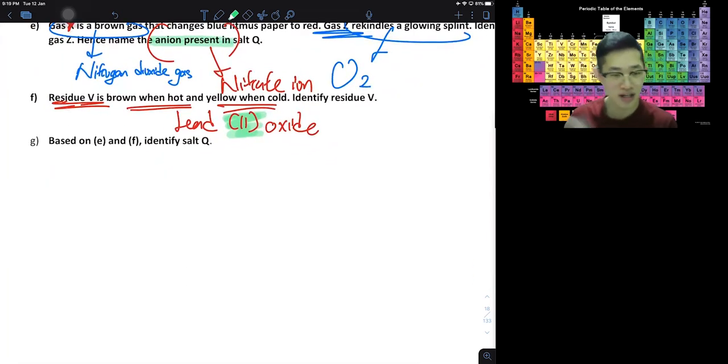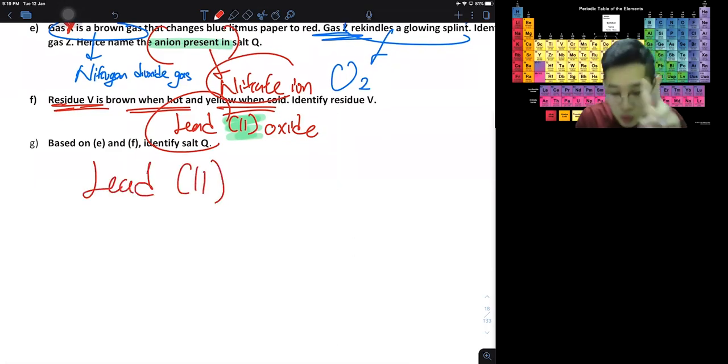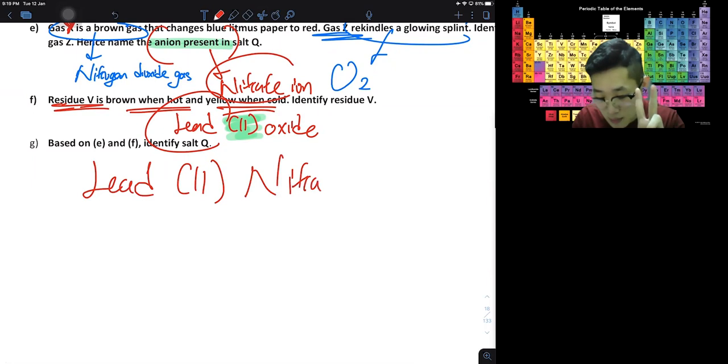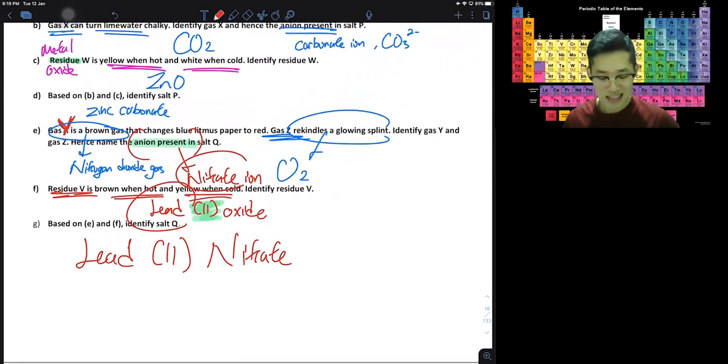Identify residue V, okay, done. Based on E and F, identify the salt Q. Got lead, got nitrate, of course, lead(II) nitrate. Done. One question done. Next. Okay, everybody's okay? Next.